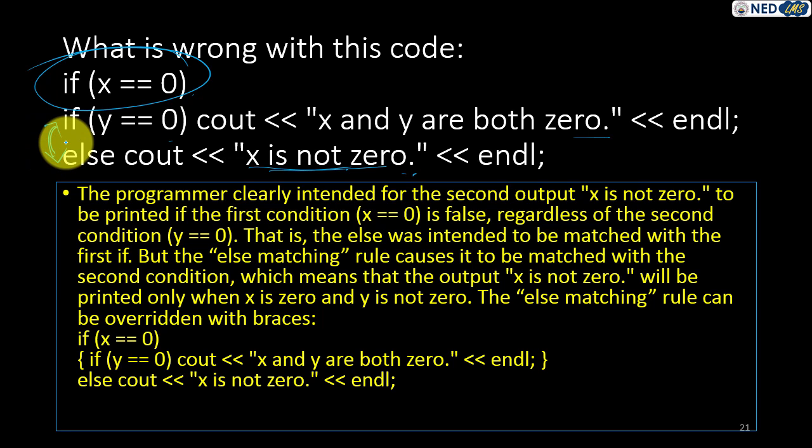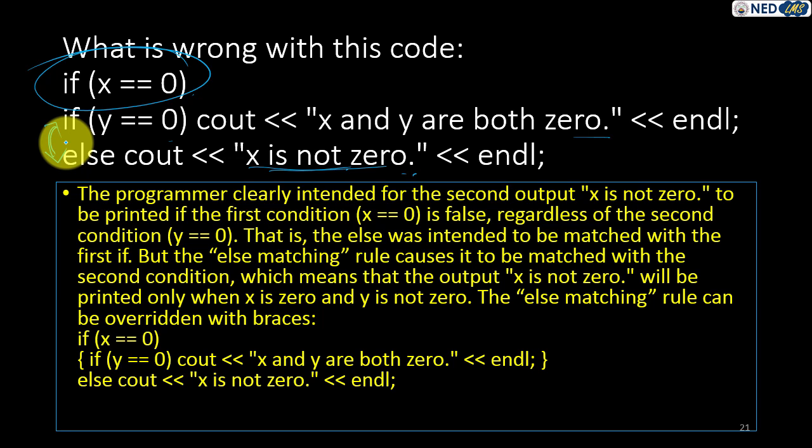The programmer clearly intended for the second output, x is not 0, to be printed if the first condition is false, regardless of the second condition, y equals 0, which we are checking for equality. That is, the else was intended to be matched with the first if, but the else matching rule causes it to be matched with the second condition, which means that the output x is not 0 will be printed only when x is 0 and y is not 0.